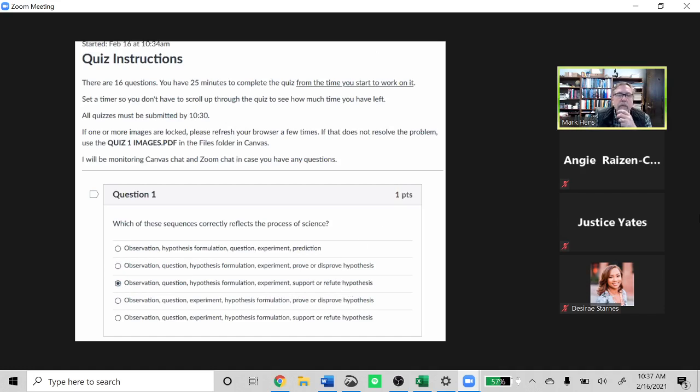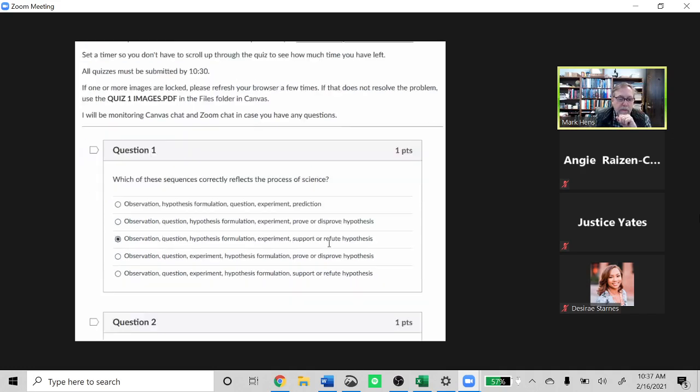So that's the warning that I told everybody about when we were talking about the scientific method, that I was going to put it on the quiz and I'll put it on the test on Thursday. Please don't fall into that misconception that you can prove a hypothesis. You actually support or refute hypotheses.